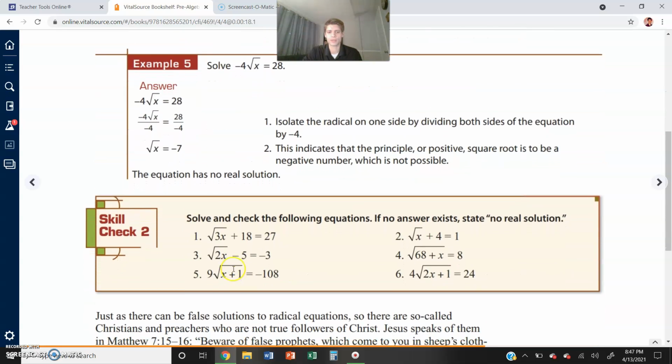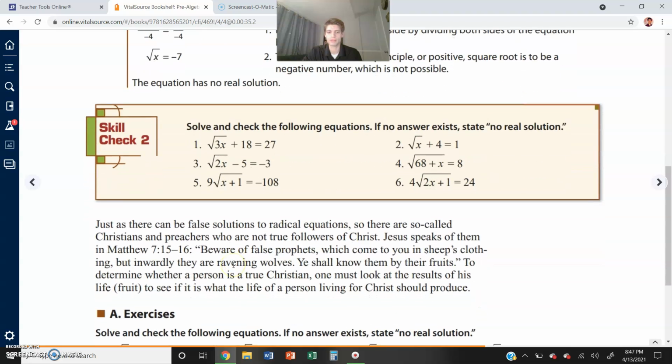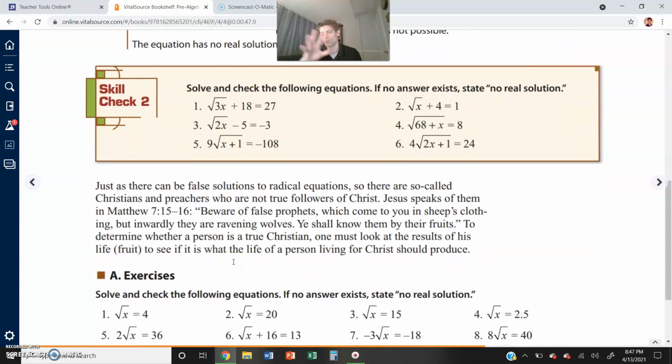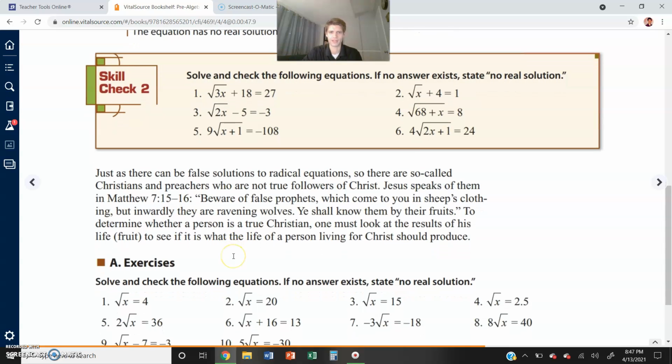So I want you to do skill check box number 2. I'm going to do the same thing. I'm going to let you work it out, and the substitute can pause it, and then restart it here in about a minute or so, and I will tell you the answers, okay?